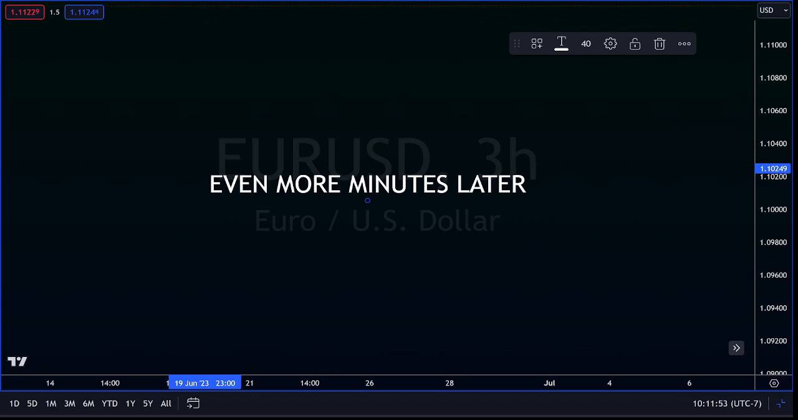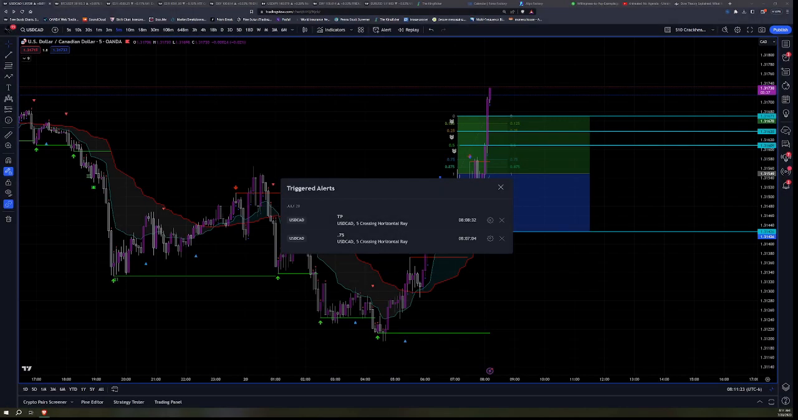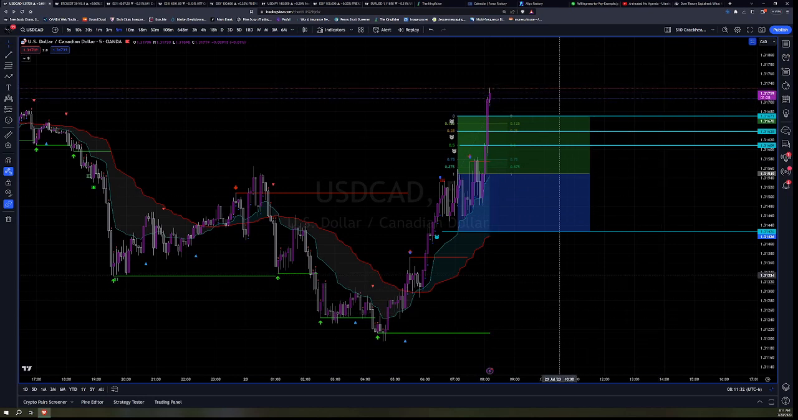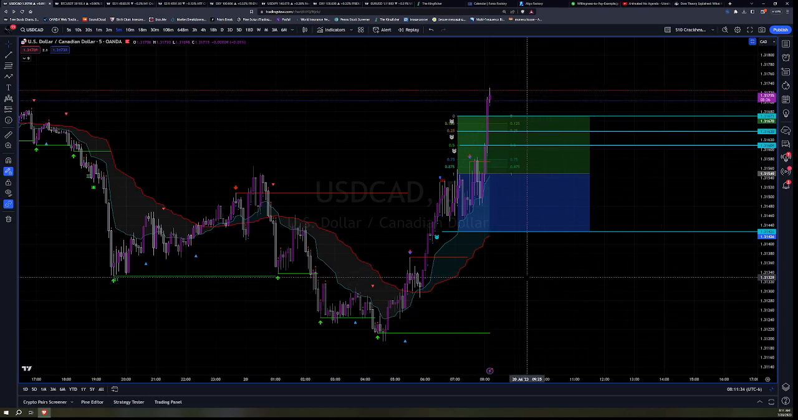Even more minutes later. And there it is. Look at this beautiful, beautiful trade right here. We got the take profit. It really busted through nicely. I could have taken some higher targets, but this was a scalp.